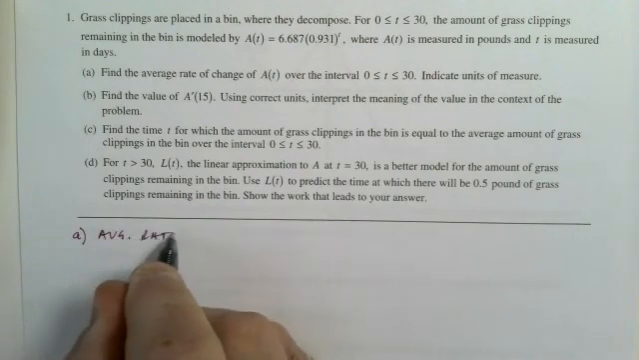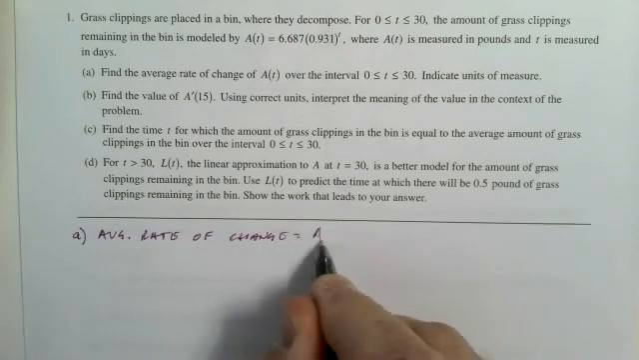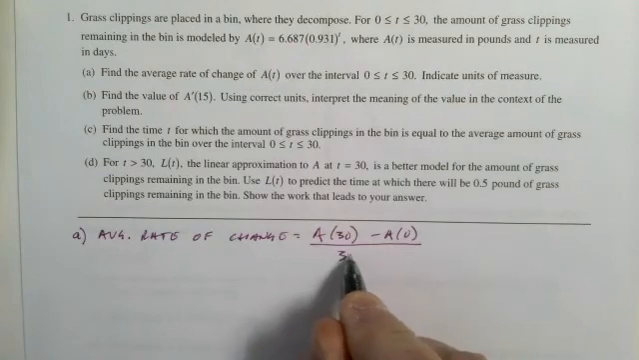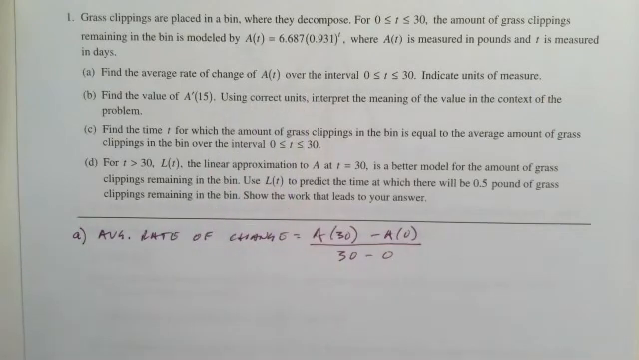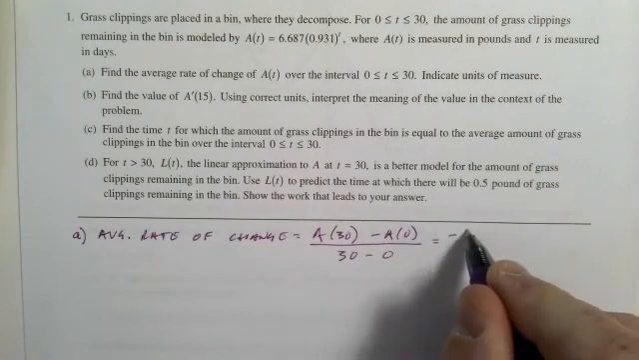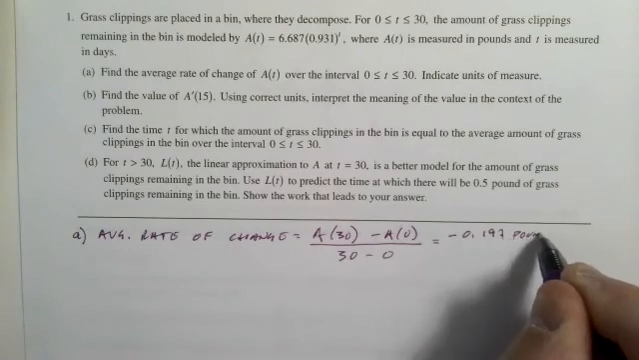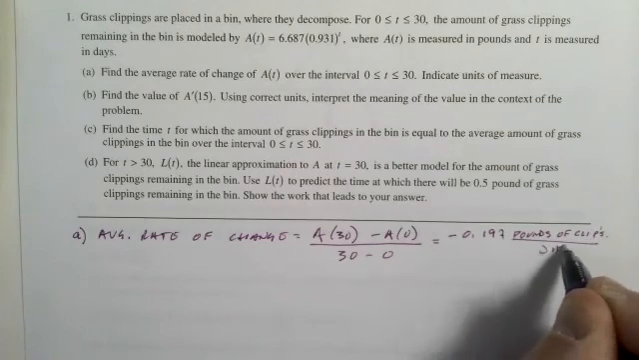average rate of change. I would write this out if I was doing this problem on the AP test, which is just A of 30 minus A of 0 over 30 minus 0. I would actually take this equation and put it in for Y1 of my calculator. Saved me a significant amount of aggravation as things went along. Blast it out, and I believe you will get that it's dropping negative 0.197 pounds of clippings per day.